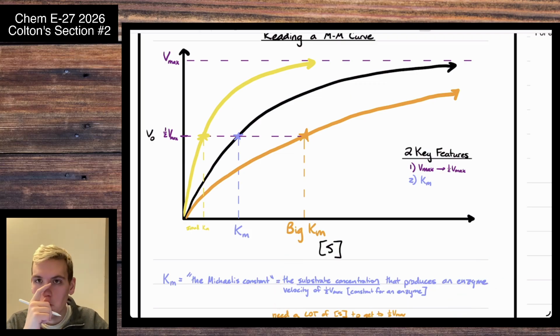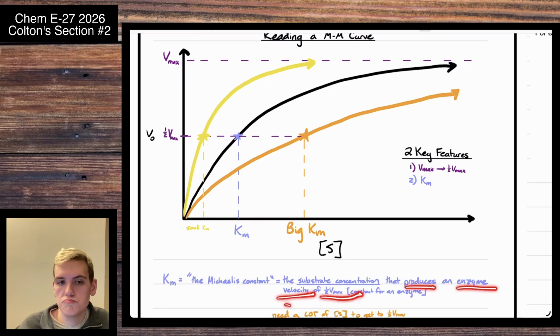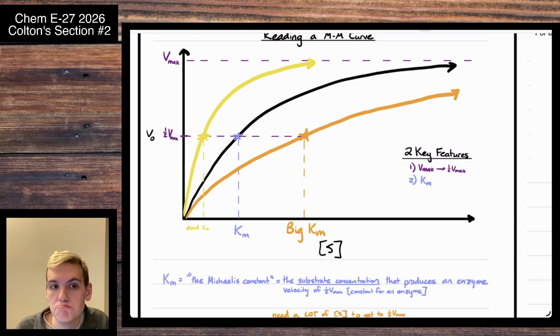And we don't make y'all do all of the math for Michaelis-Menten in this class. Some classes are very math heavy with it. So we can think of Km, the Michaelis constant, as literally by this definition, the substrate concentration, remember on our x-axis substrate concentration, that produces an enzyme velocity of half Vmax. And this property is going to be constant for any given enzyme at a specific temperature. So, cool. We can find Km by going to half Vmax and then seeing the substrate concentration that intersects with that.